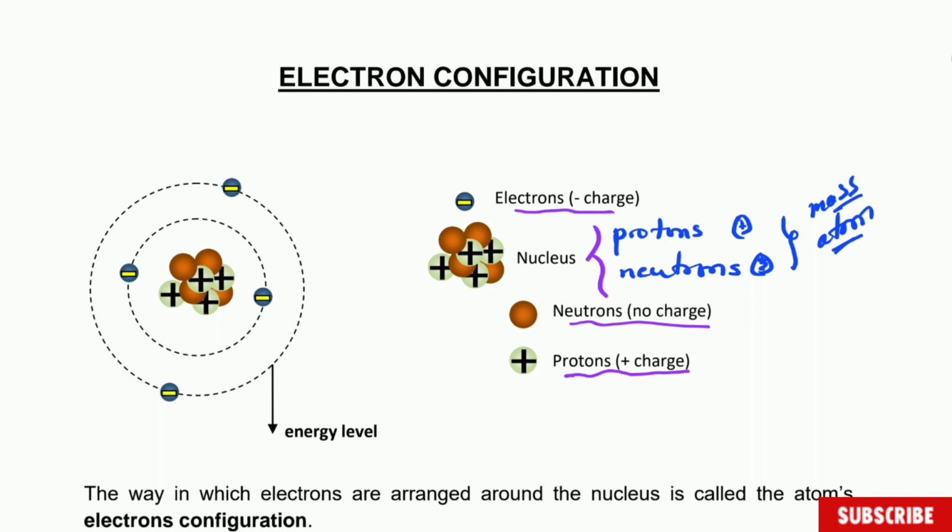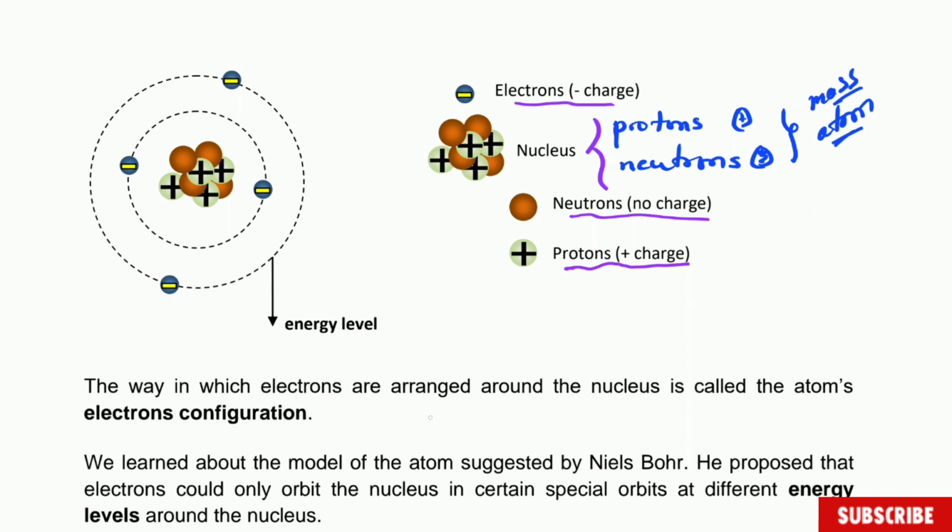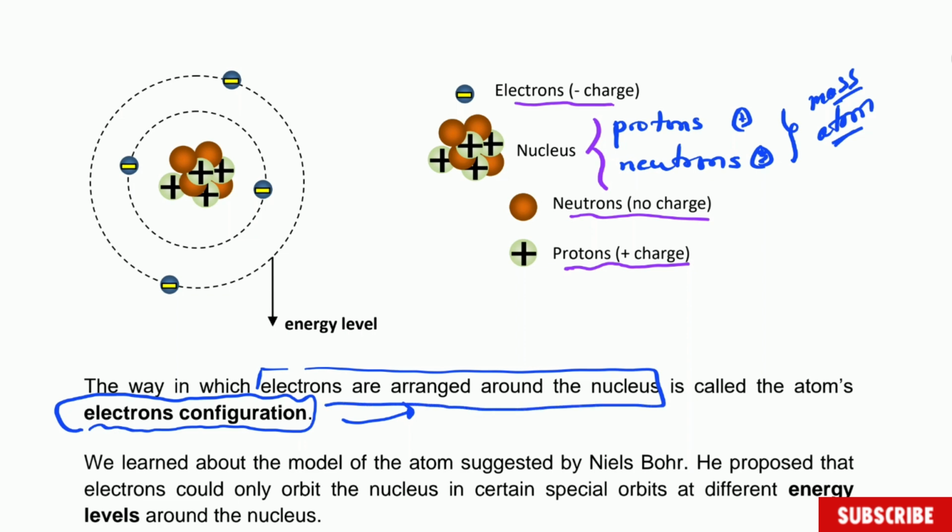Now, what else did we learn previously? There are electrons moving around the nucleus of the atom, in orbitals kind of similar to the orbits of the planets, but it's not exactly like that. It's a little bit more complicated. Now, the way in which electrons are arranged around the nucleus is what we call electron configuration. So the electron configuration is no other thing than the arrangement of the electrons around the nucleus. That is what we call electron configuration.